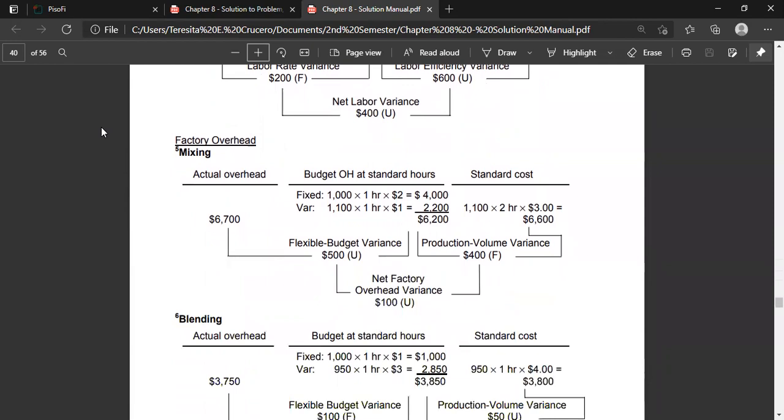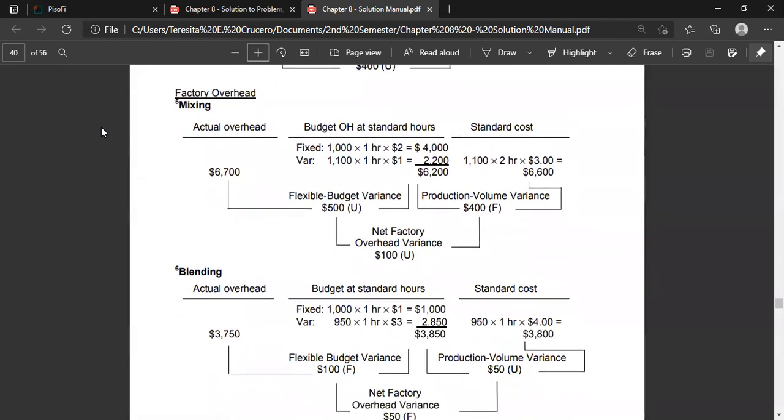For factory overhead in the mixing, we have the actual overhead 6,700. We have the budgeted overhead at standard hours. So for the fixed, it is 1,000 units times 1 hour times 2. So we have now 4,000 for the variable, 1,100 times 1 hour times 1. Now these data are given.